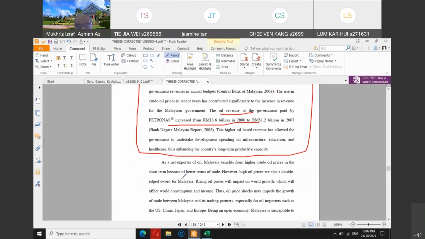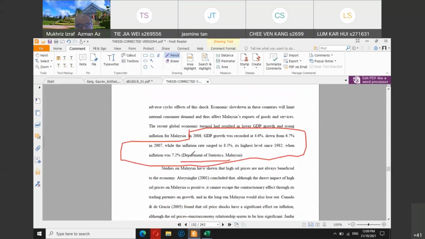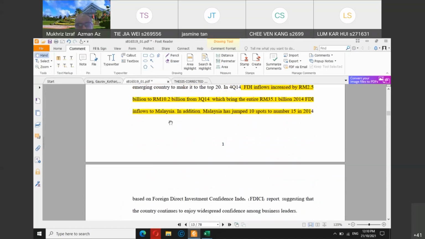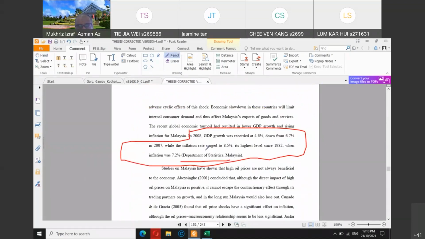There are several ways for you to cite. For example, you can put it in brackets like this, or you can use something like this: according to or based on this report, the amount of FDI is so and so. Whatever report you refer to must also appear in your references, in your bibliography towards the end. So that is one thing: numbers give more weight to your thesis.